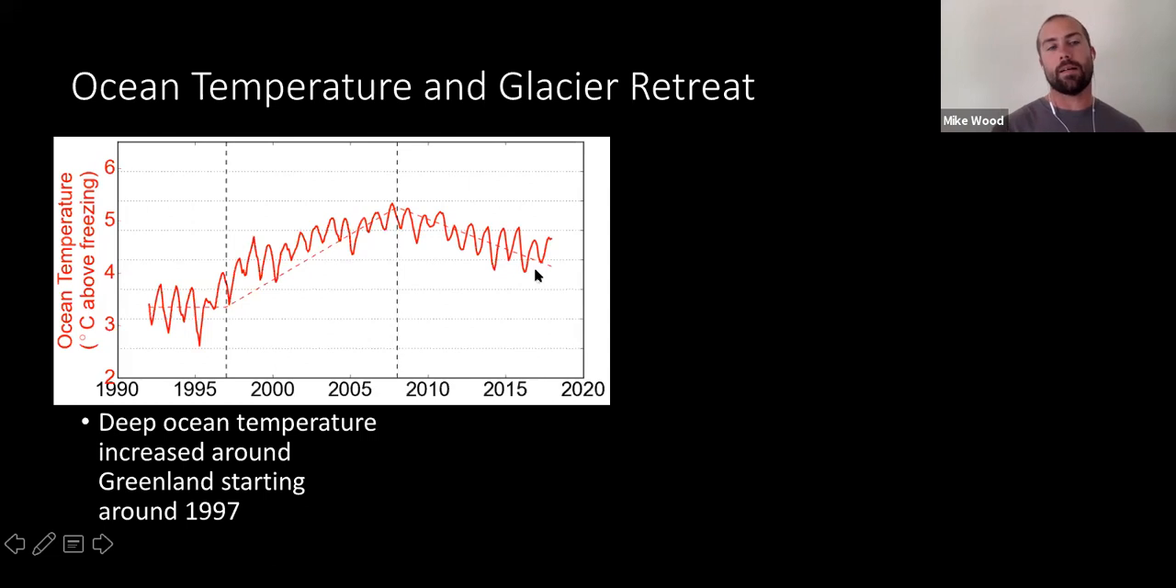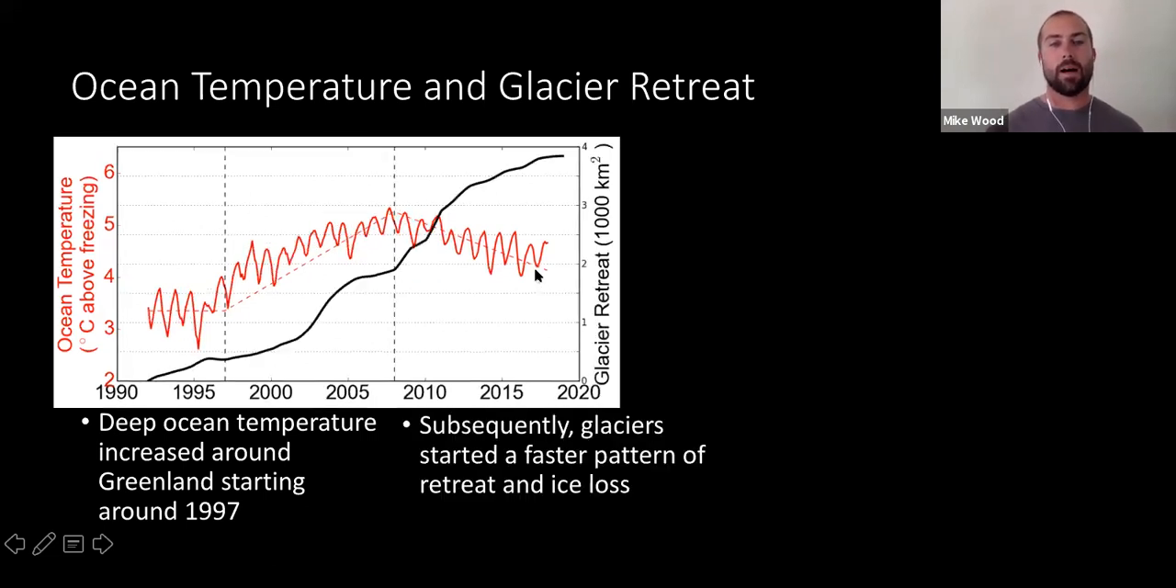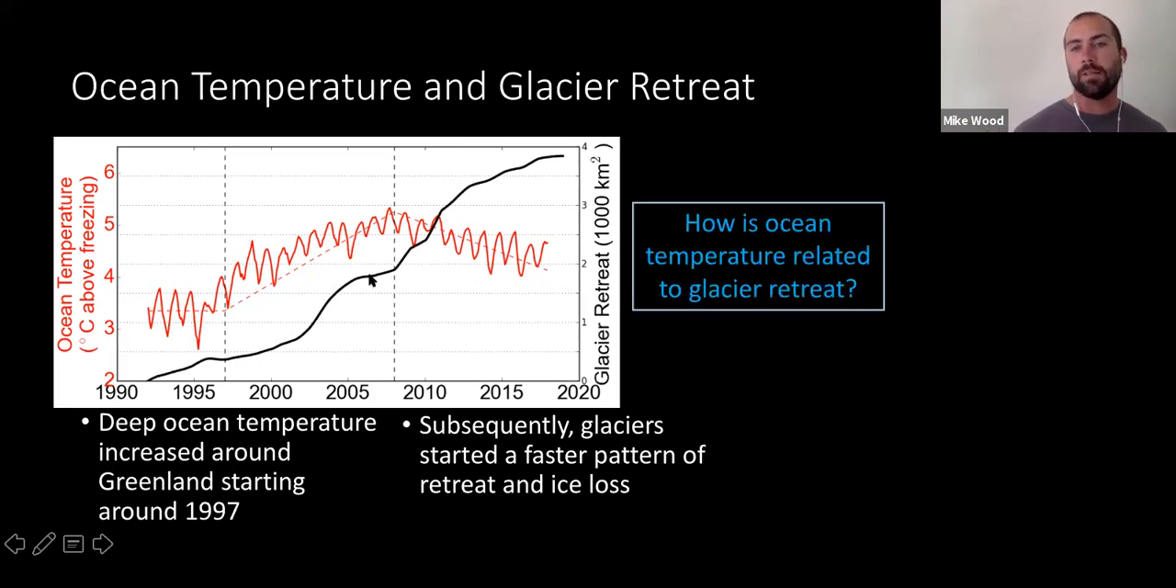Now, if we compare that to the loss of ice from the front of different glaciers, which I've accumulated here, what we can see is that after we have this warming around Greenland, then we start to see a pickup of retreat and ice removal from the front of the glaciers. So what we're asking here in the study is, how is this ocean temperature related to glacier retreat? What can we learn about it with all this new data that we have?